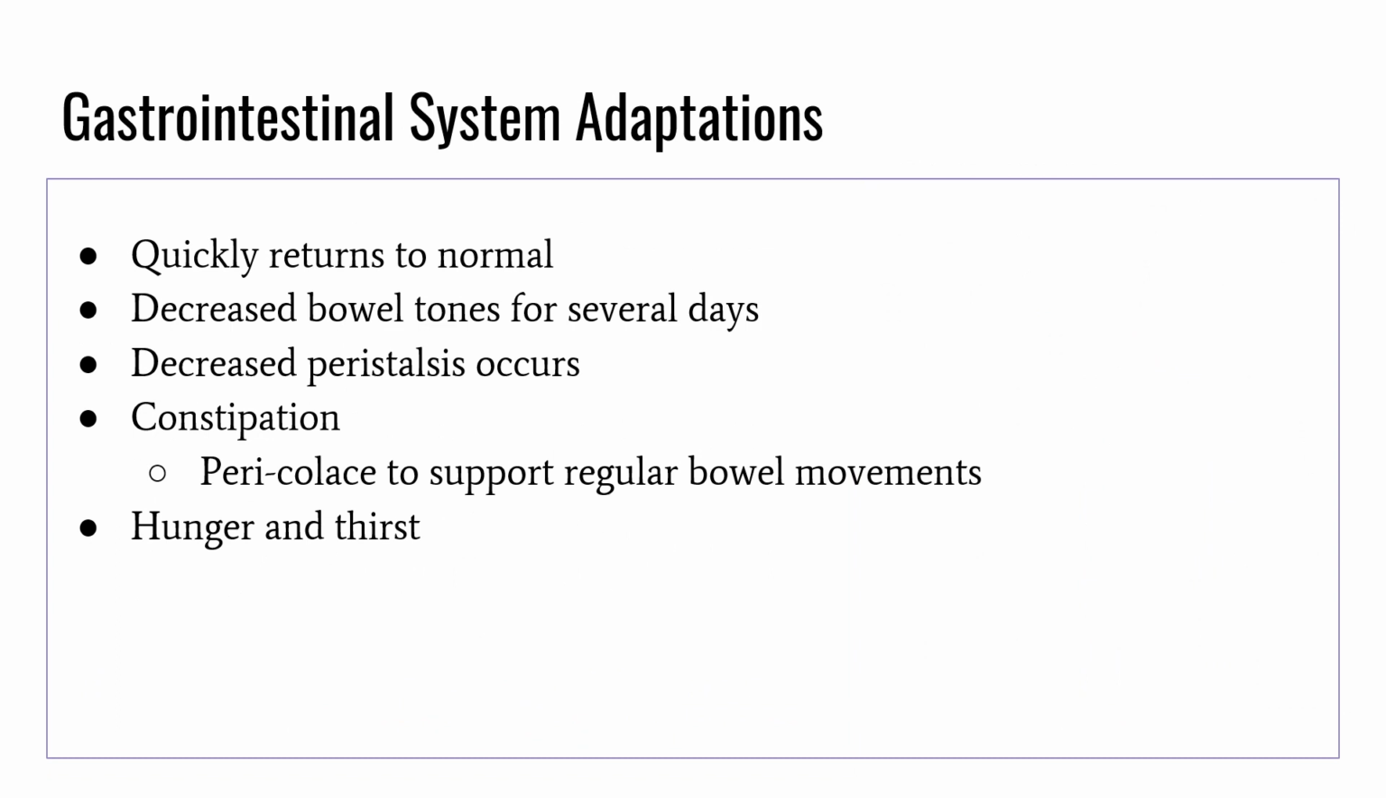GI system adaptations during the postpartum period. So the GI system usually quickly returns to normal, and this is due to relief of pressure on the organs. There's also decreased bowel tones for several days and decreased peristalsis. This usually occurs in response to analgesics during labor, surgery such as a C-section, diminished intra-abdominal pressure, a low fiber diet, insufficient fluid intake, as well as diminished muscle tone.